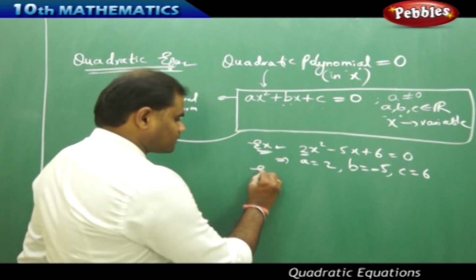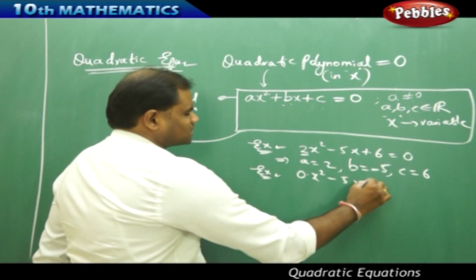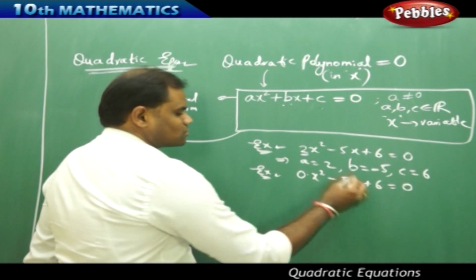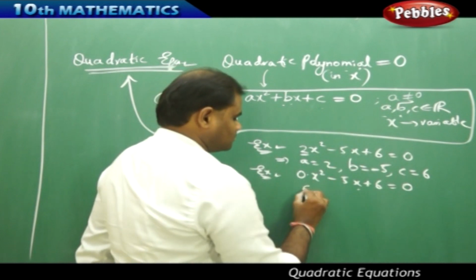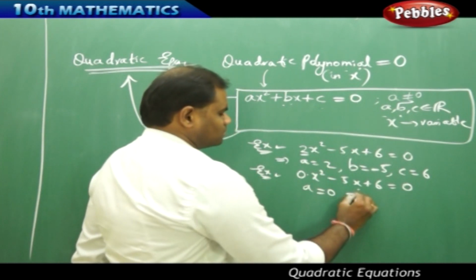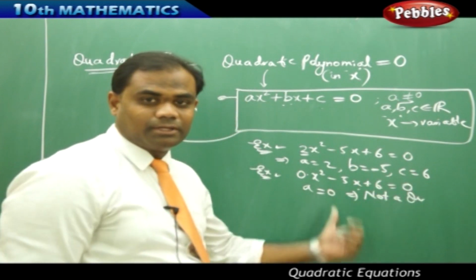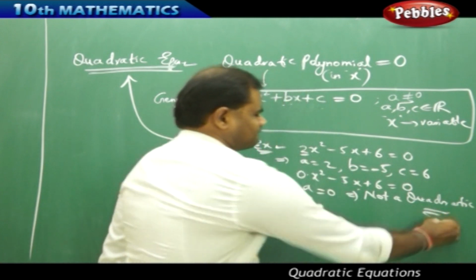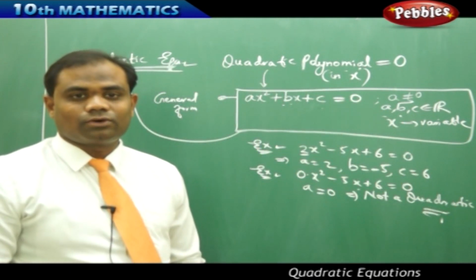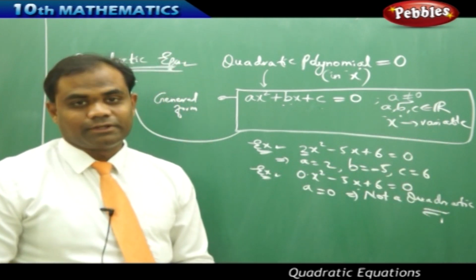But if I take 0x squared minus 5x plus 6, this is not a quadratic equation because this fails the condition a not equal to 0. That implies it is not a quadratic. This cannot be a quadratic. This is how I understand the quadratic equation with each of its basic definitions.